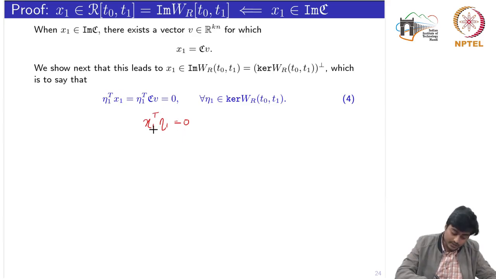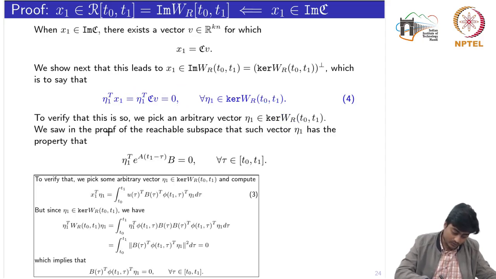Okay, if you just take the transpose of this equation, you would get eta 1 transpose into x1 is equal to 0, right? Now x1 I know already is equal to this matrix into v, so I replace this x1 by this. So I just need to prove this equation is satisfied for all eta 1 belonging to the kernel of the WR matrix.